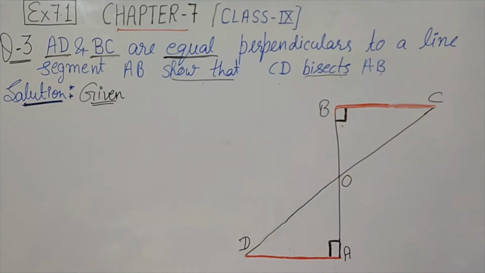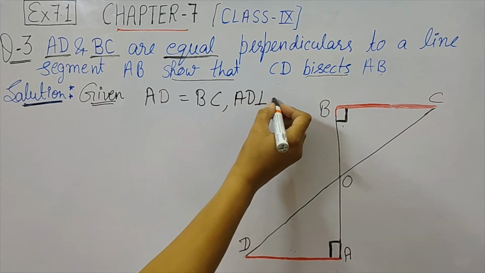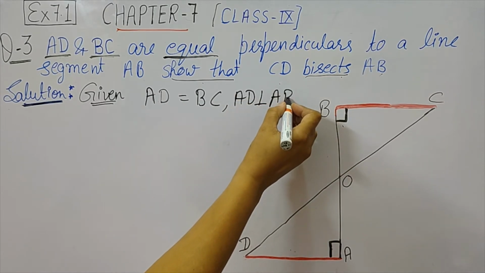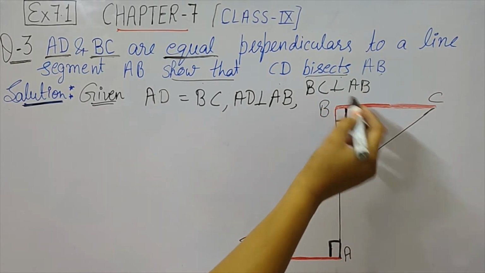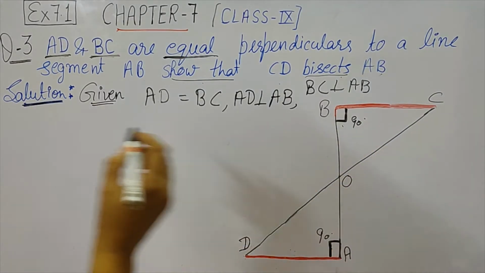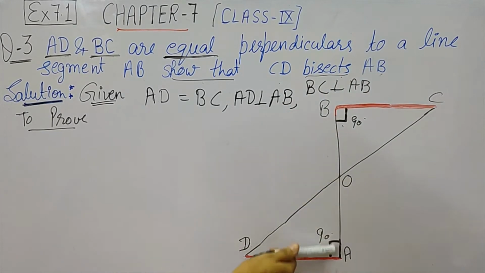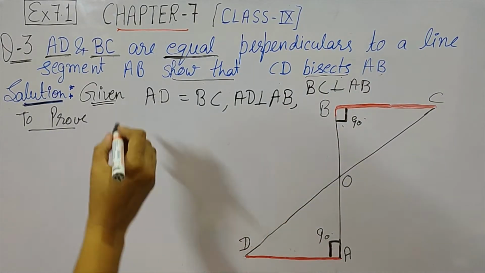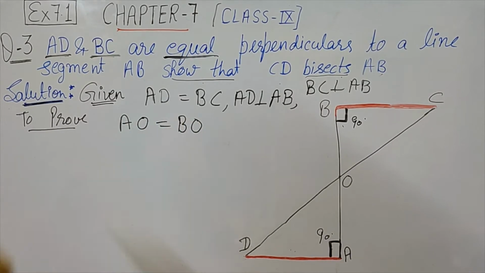Let us write given: AD is equal to BC, and the symbol we will write for perpendicular, AD perpendicular to AB and BC also perpendicular to AB. Perpendicular means we can use this angle as 90 degrees. And we have to prove CD bisects AB, means AB is divided in two equal parts. These two parts AO and BO are equal. This we have to prove.